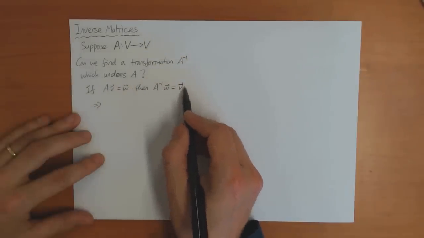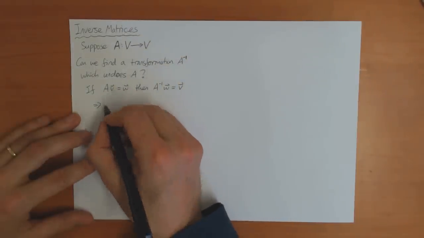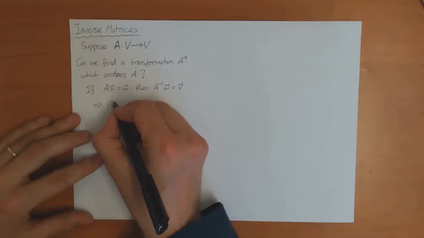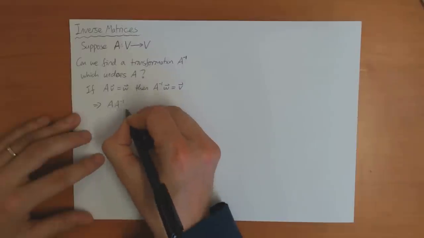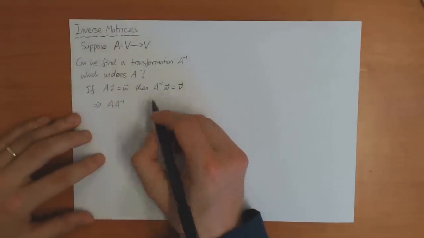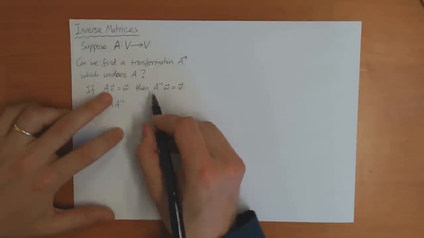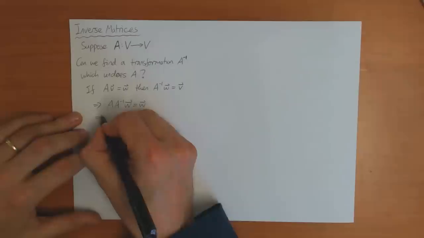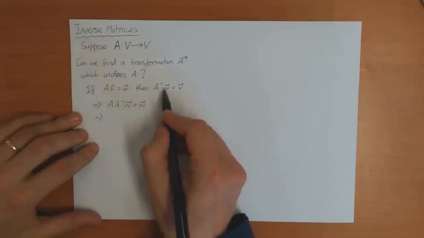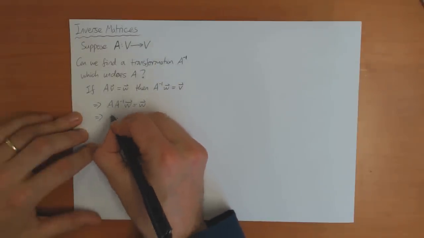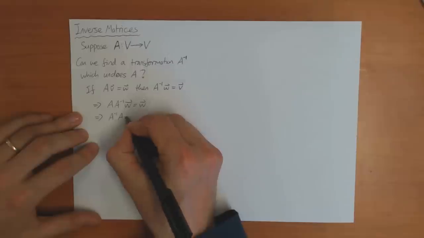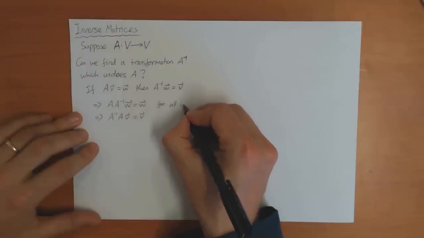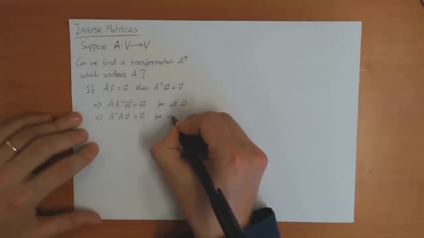I can substitute this expression for V into here, and then I get that A of A minus 1 of W should be equal to W. Or I can substitute this expression for W into here, and then I get that A minus 1 applied to A of V should be equal to V. And this should be true for all W and for all V.